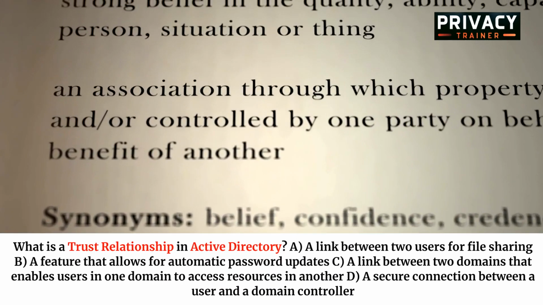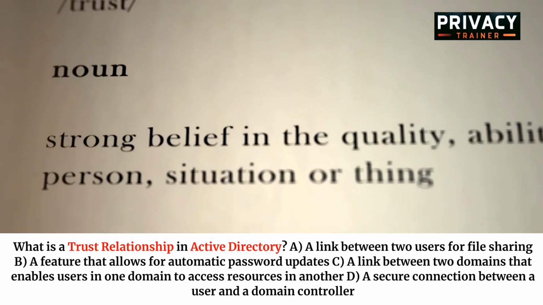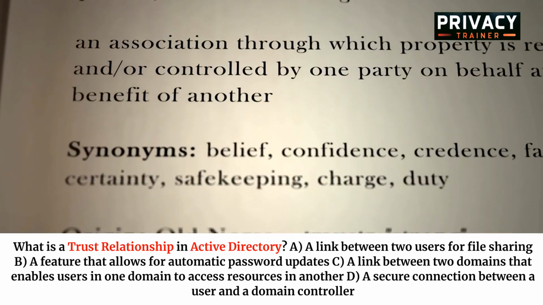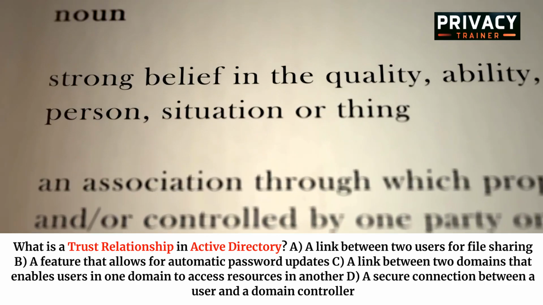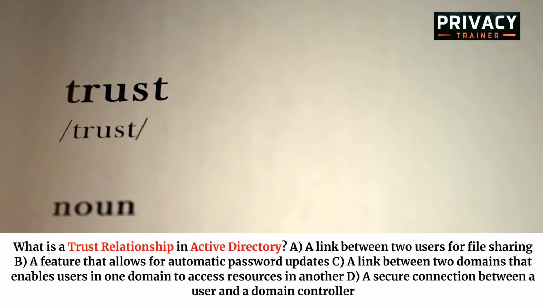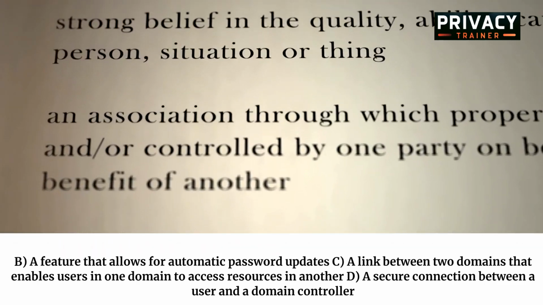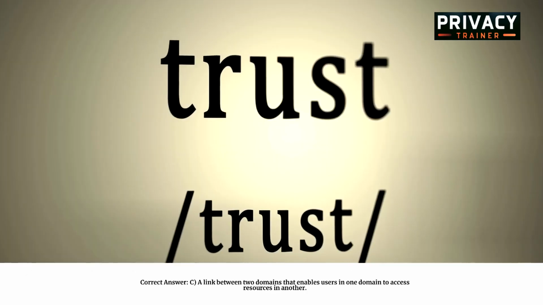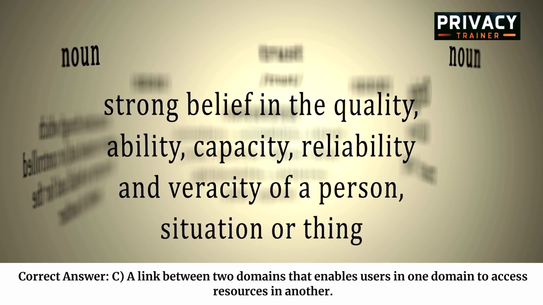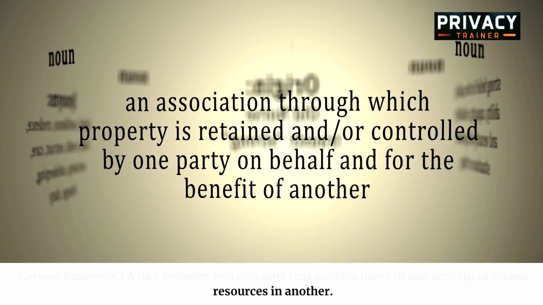What is a trust relationship in Active Directory? A. A link between two users for file sharing. B. A feature that allows for automatic password updates. C. A link between two domains that enables users in one domain to access resources in another. D. A secure connection between a user and a domain controller. Correct answer: C. A link between two domains that enables users in one domain to access resources in another.